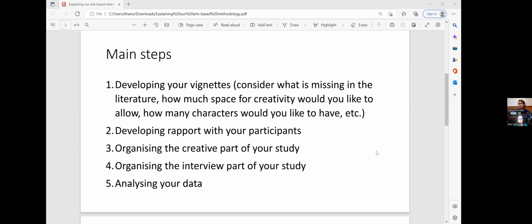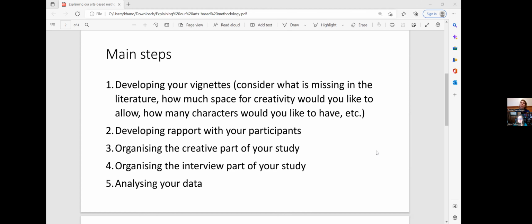And then the next step, of course, would be using your methods. First you would have this creative part of the study where you're giving out your vignettes and you're asking your participants to work with your vignettes. So they would see the beginning of the story, and then they would have time to reflect, and they would have time to draw or write something down and then think again. So you're just allowing time for them to work with your materials. And then after that, you're collecting all of the artworks, and you would organize one-on-one interviews.